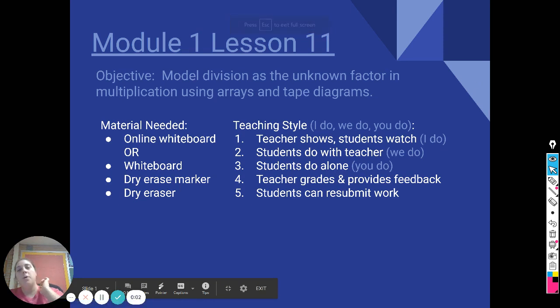Today's lesson is Module 1, Lesson 11. The objective is to be able to model division as the unknown factor in multiplication using arrays and tape diagrams. Your materials needed are your online whiteboard, or your whiteboard, dry erase marker, and dry eraser. The teaching style we're going to continue to follow is I do an example, we do one together, and then you do your homework on your own.